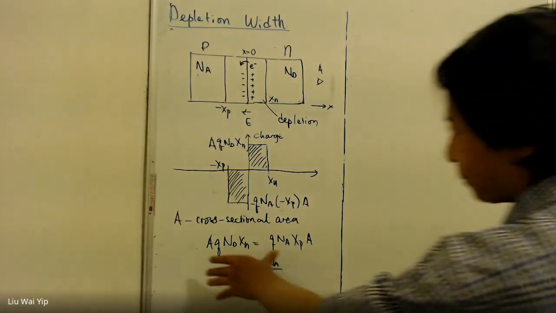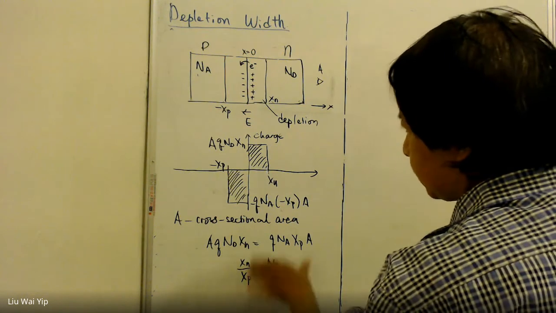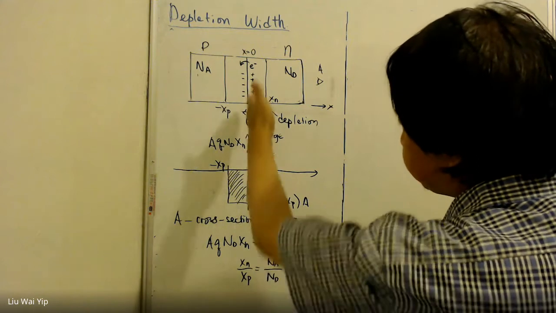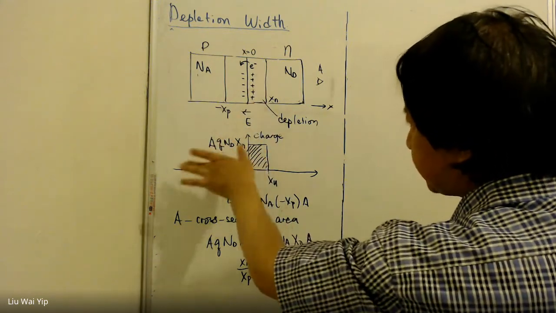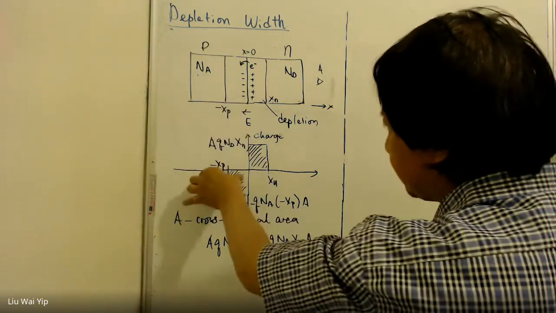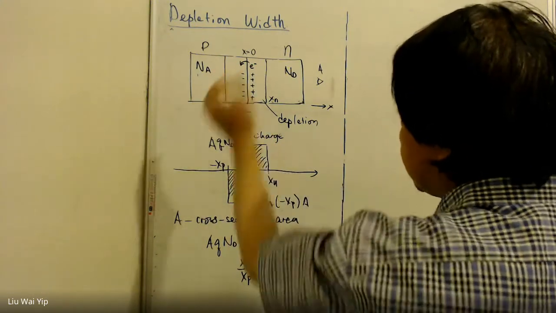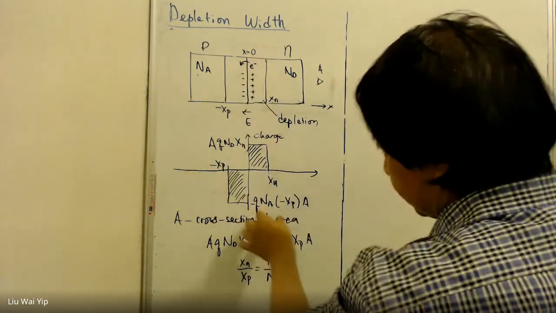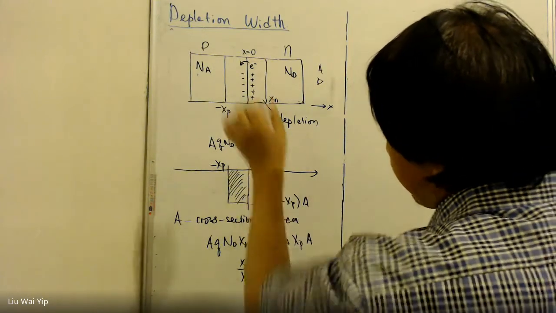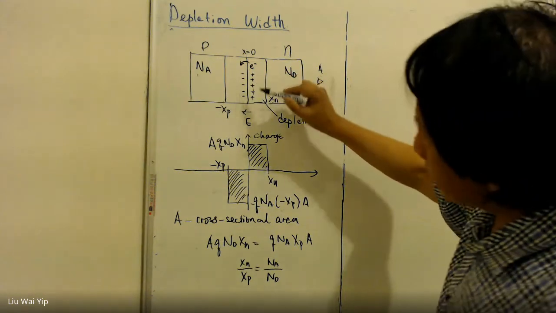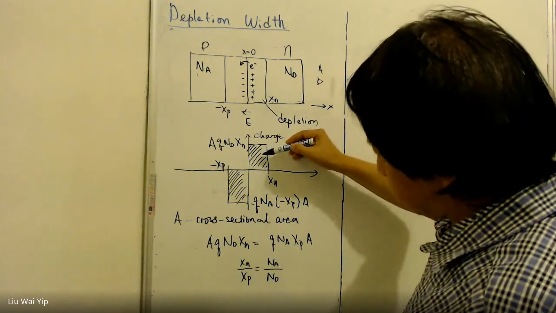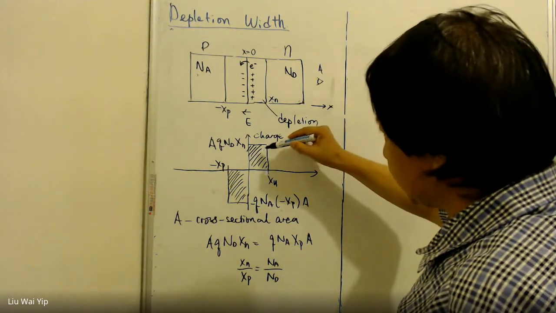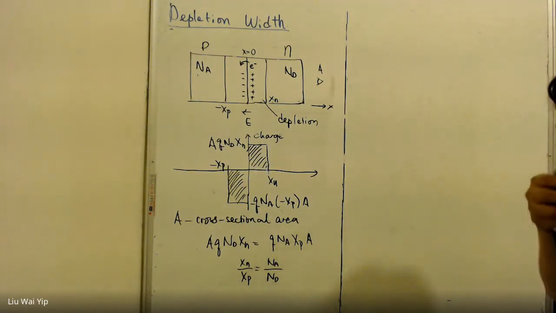Now you have the imbalanced charge distribution here. On the left side of the contact interface, we have the P region, and the charge that you have just next to the contact interface is this amount. On the opposite side of the contact interface, you have another amount of charge represented by this area, and the charge here is positive.